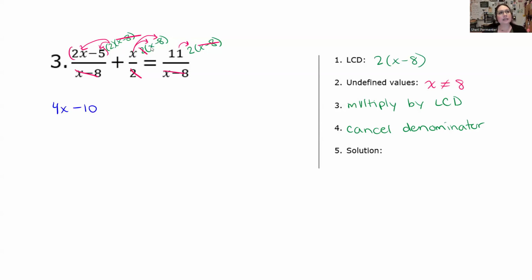And then x times x is going to make x squared. So plus x squared. I can already tell I'm going to have to solve like a quadratic. X times negative 8 is negative 8x equals 2 times 11 or 22.